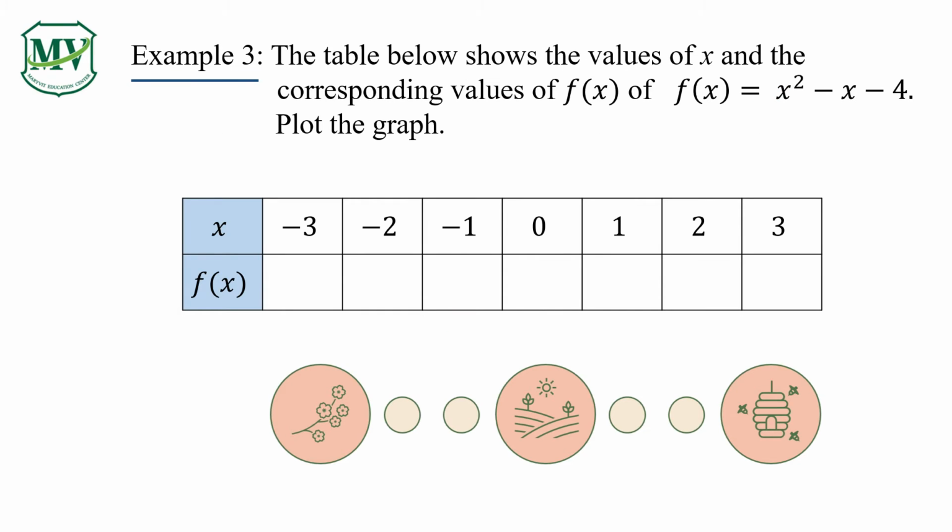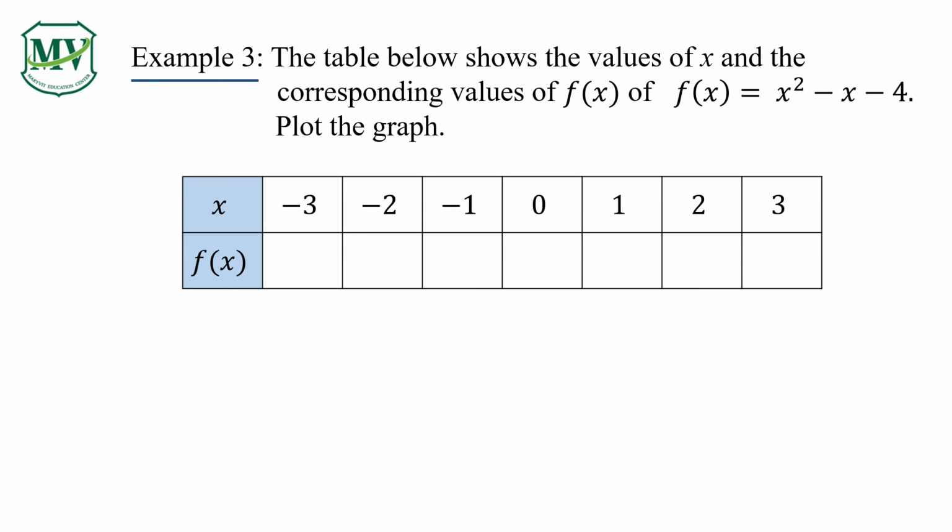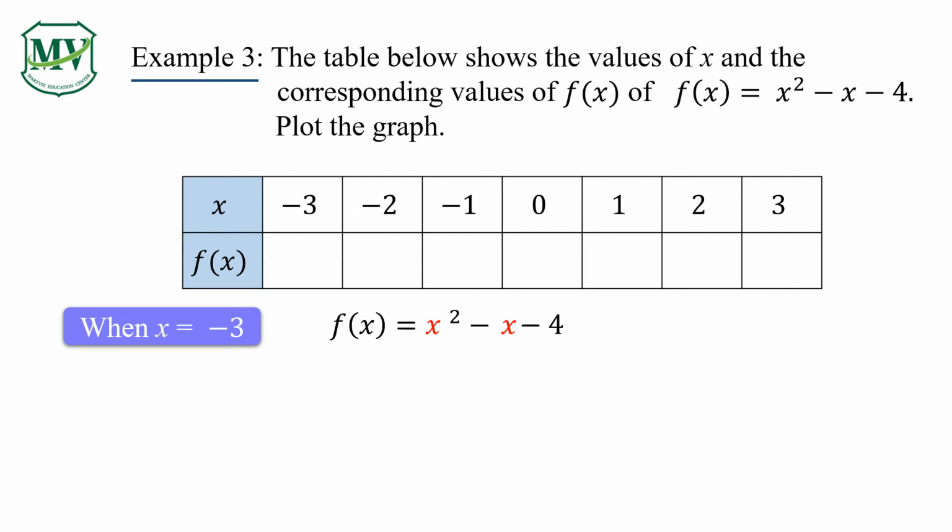Example number 3. The table below shows the values of x and the corresponding values of f of x of the function x squared minus x minus 4. Using the values of x and the corresponding values of f of x, let's plot the graph. What is the value of f of x when x is equal to negative 3? Using the given quadratic function, f of x is equal to x squared minus x minus 4, let's find the value of f of x.